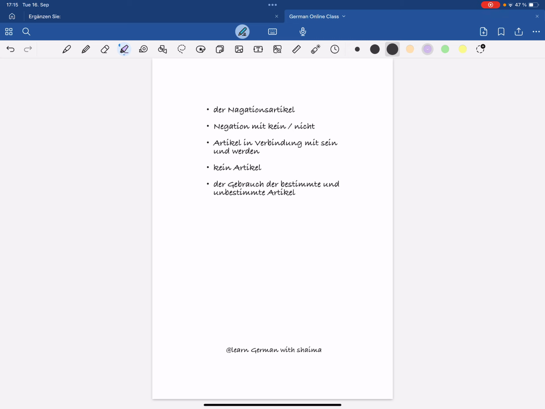In my next video, which I'll be uploading tomorrow, I will be talking about Negationsartikel in detail. I will also talk you through negation with kein and nicht. So when do you use kein? When do you use nicht? And then articles with the verbs sein and werden. And when do we not use any article at all? And the last one is, of course, when do you actually use the bestimmte and when you use the unbestimmte Artikel.